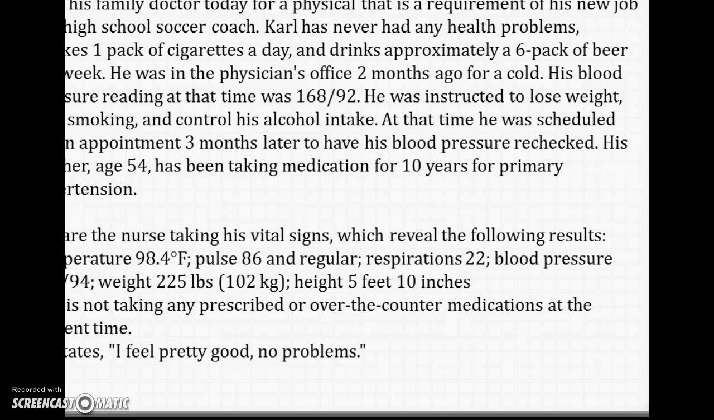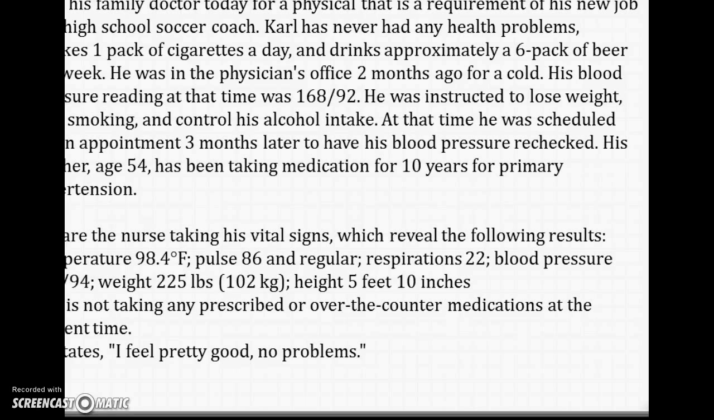He was in a physician's office 2 months ago for a cold. His blood pressure reading at that time was 168/92. Okay, what type of hypertension is this? Think about it. Let's go. He was instructed to lose weight, stop smoking, and control his alcohol intake. At that time, he was scheduled for an appointment 3 months later to have his blood pressure rechecked. His brother, age 54, has been taking medication for 10 years for primary hypertension.